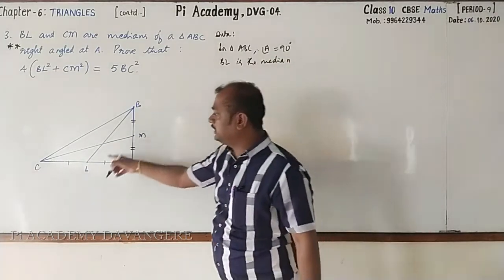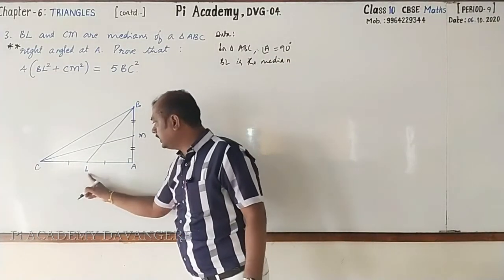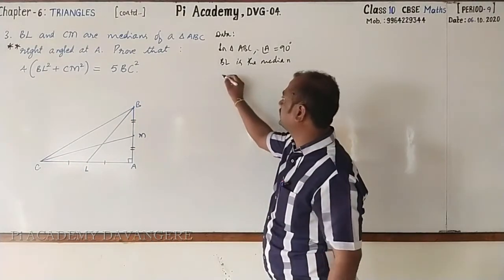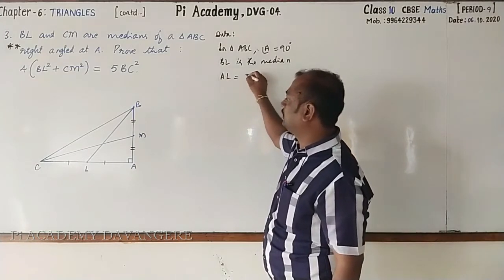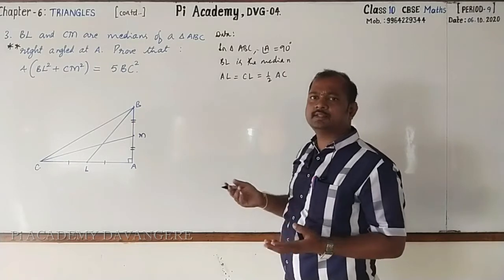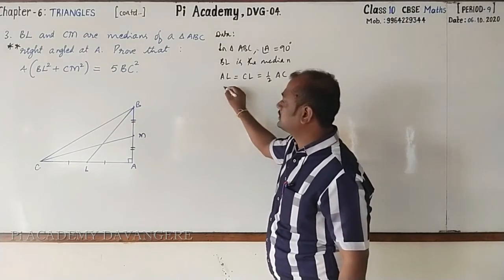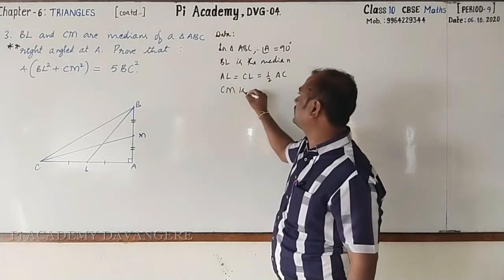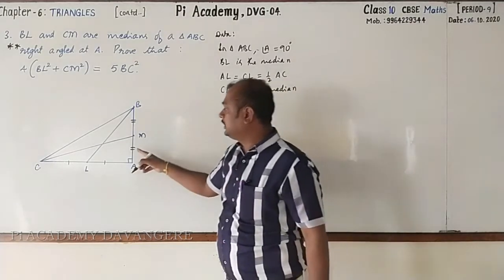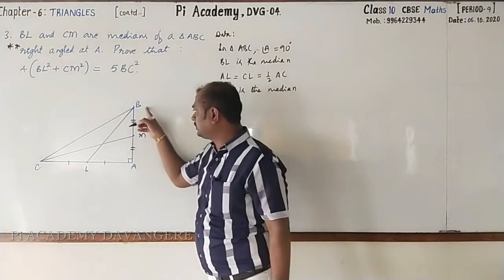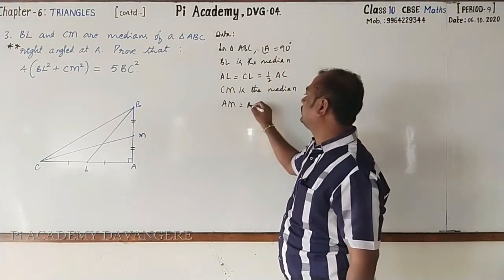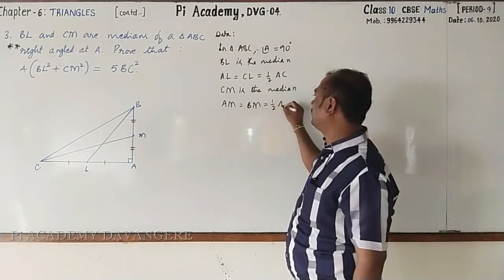When BL is the median, how do you write? AL equal to CL is half of AC. Right? Copy it. AL is equal to CL is equal to half of AC, or AC by 2. Next. Similarly, CM is also a median. CM is the median. Then how do you write? AM equal to BM equal to half of AB.